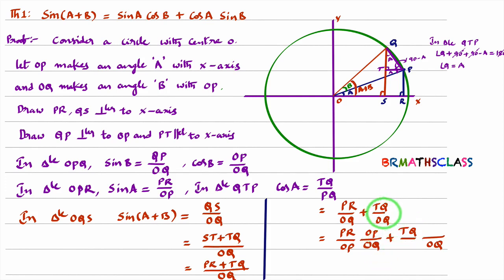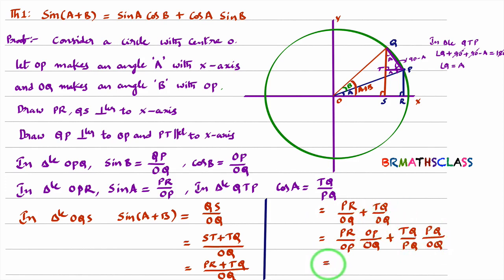Here TQ, you observe this four things. In this, where is TQ? TQ is there here. TQ divided by what is there? TQ divided by PQ is there. So you write PQ here. And here also you write PQ. If PQ gets cancelled, TQ divided by OQ only you will get.